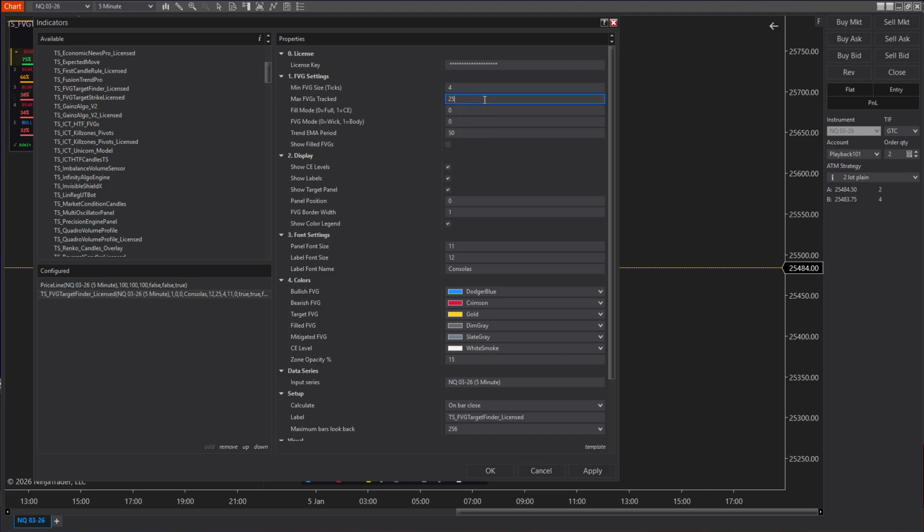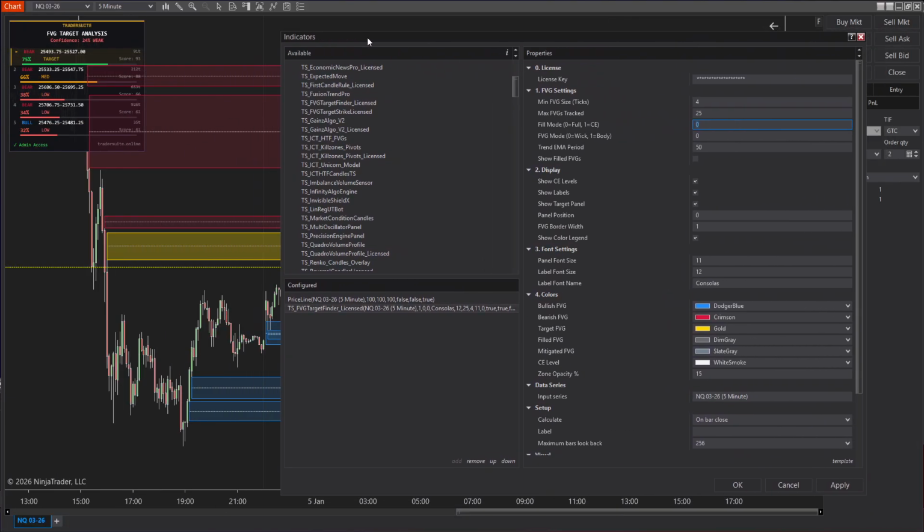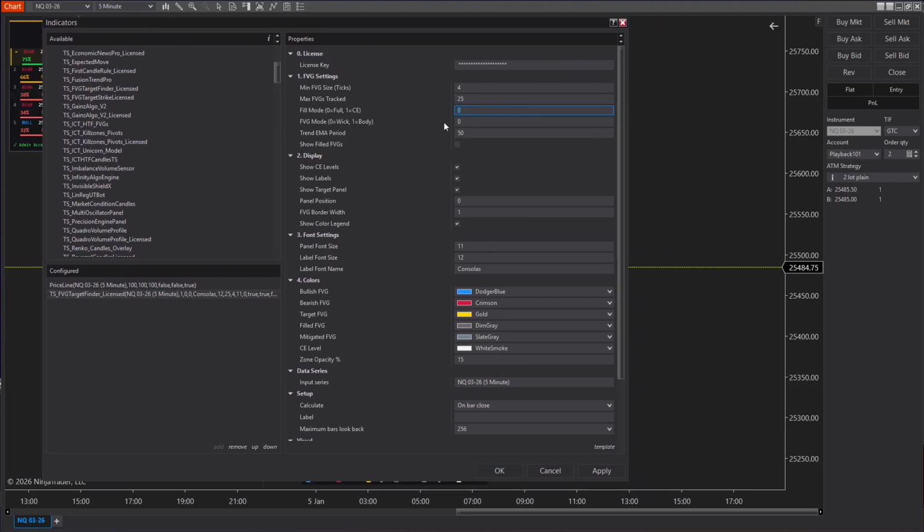Fill mode, this is a big one. You've got two options. 0 for full fill, the FVG is only considered filled when price completely trades through the entire zone. 1 for CE fill, the FVG is considered filled once price touches the 50% midpoint, the consequent encroachment level. This is stricter and more in line with how many ICT traders define mitigation.